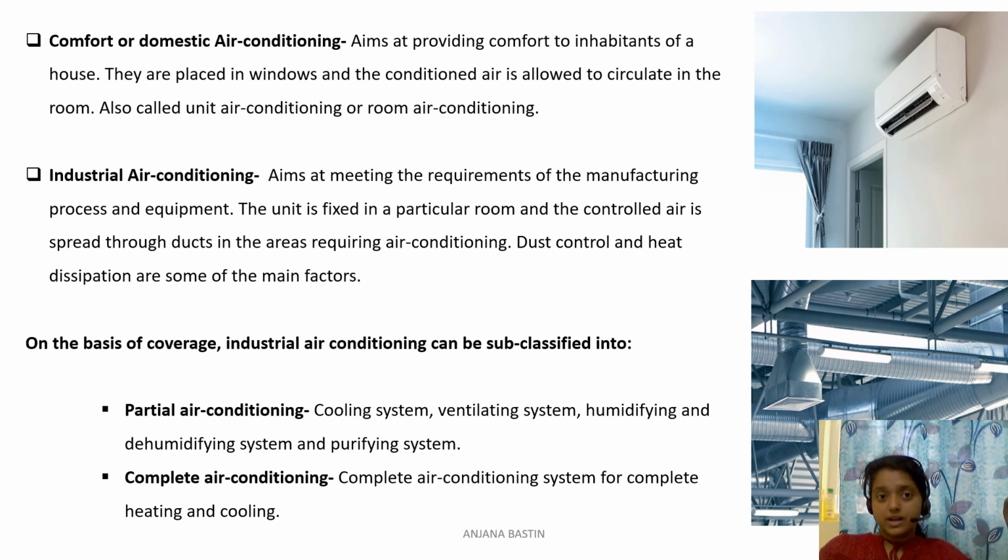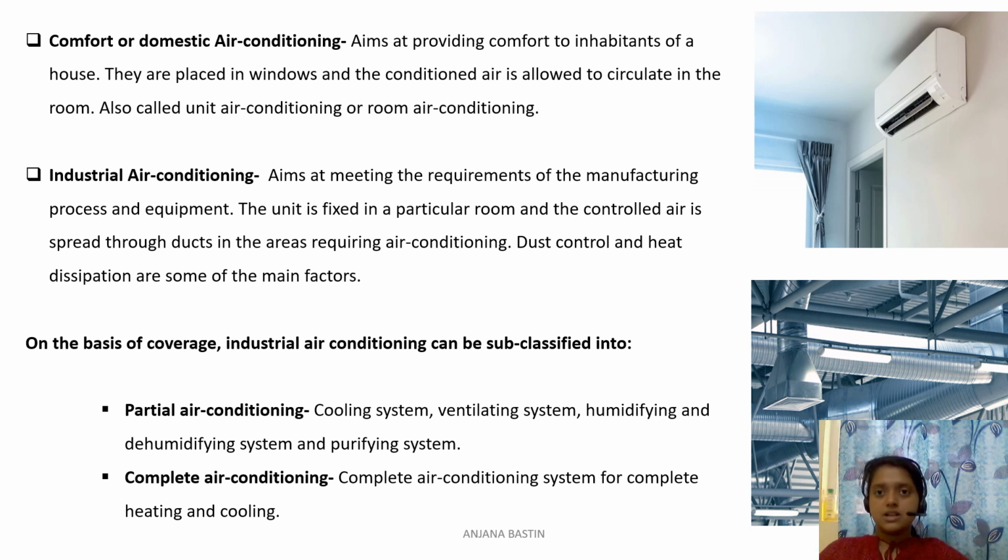Now here you need to understand there are certain types of air conditioning. You have comfort or domestic air conditioning, and industrial air conditioning. Comfort air conditioning or domestic air conditioning are unit air conditioning, wherein you would have it in your houses. Okay, those units such as the one shown in the picture are in houses, and this is done to provide comfort to the members in that particular room or in that particular house.